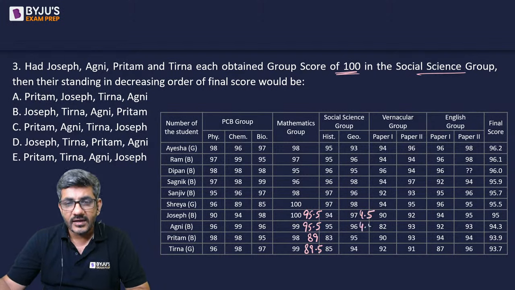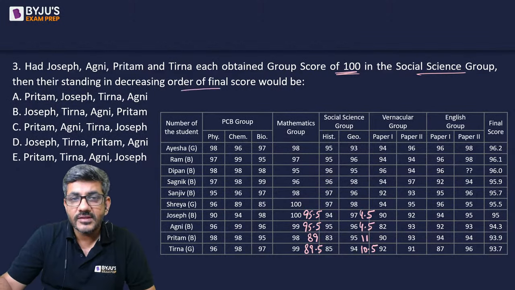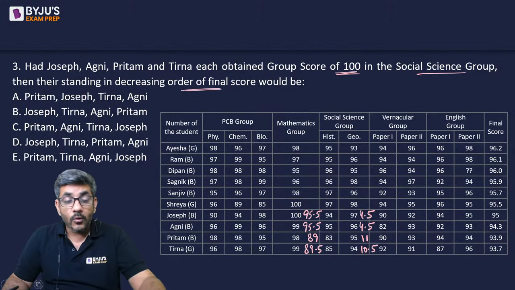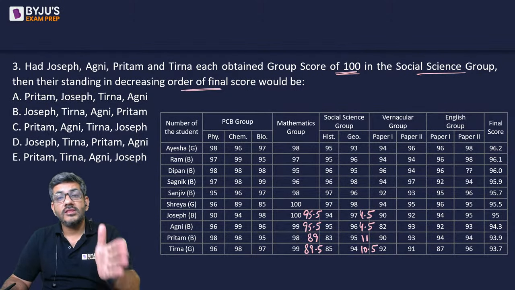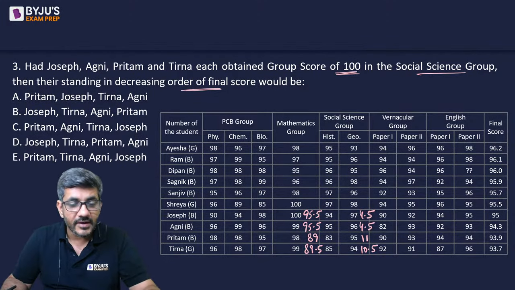The increase in Agni is 4.5. The increase in Preetham is 11. And the increase in Tirna is 10.5. In that case, he is asking what is the standing of the final scores. Now, what impact would it make on the final score? Let's try to find that out.